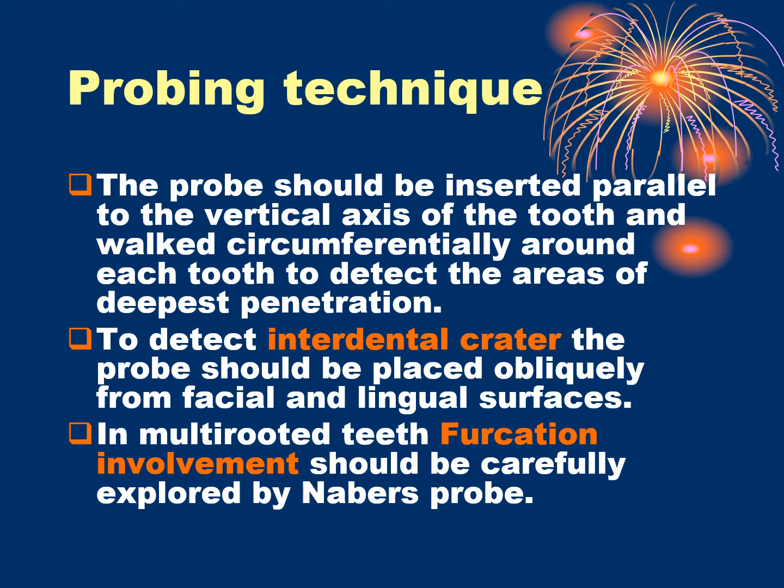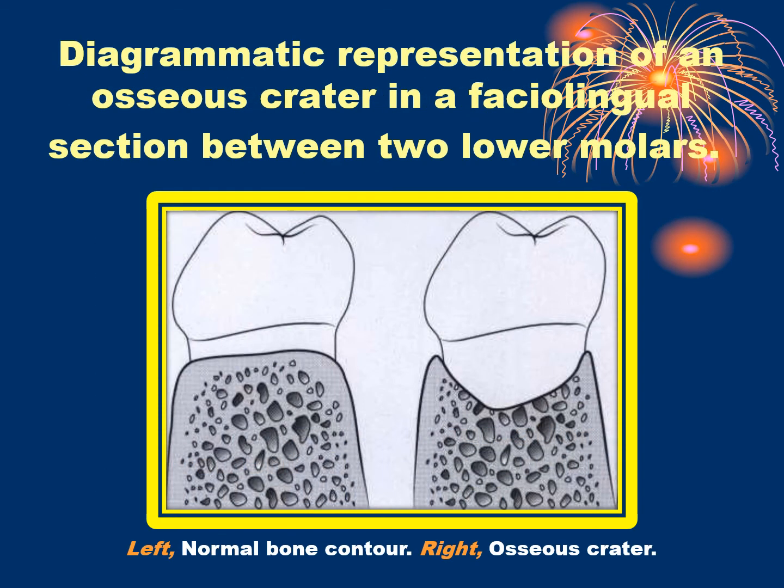The probe should be inserted parallel to the vertical axis of the tooth and walked circumferentially around each tooth to detect the areas of the deepest penetration. To detect the interdental crater, the probe should be placed obliquely from facial and lingual surfaces. In multi-rooted teeth, furcation involvement should be carefully explored.